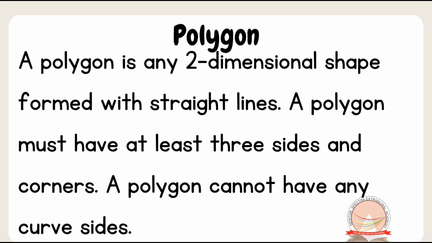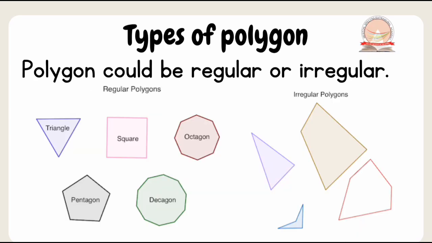Now let's talk about polygon. A polygon is any two-dimensional object formed with straight lines. A polygon must have at least three sides and corners. A polygon cannot have any curved sides. So we should note this, that a polygon cannot have any curved sides. Basically, we have two types of polygon. We have regular polygon and irregular polygon.